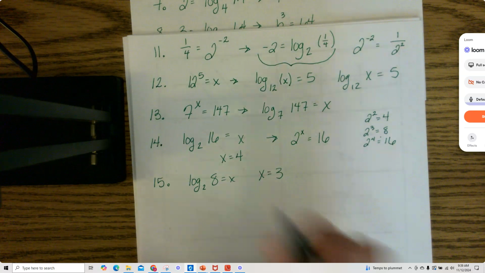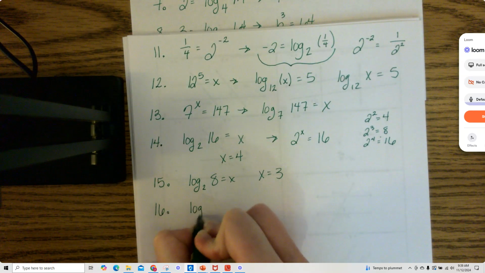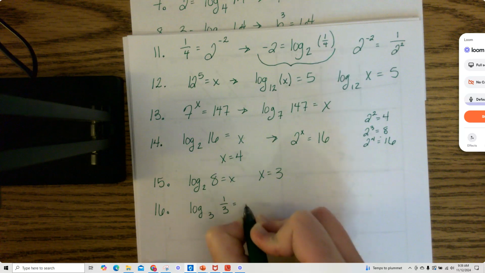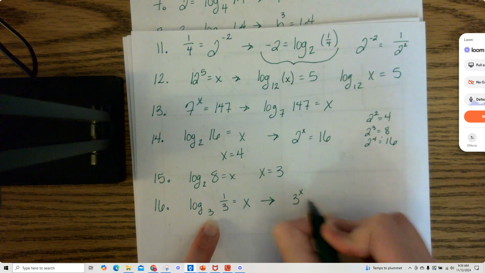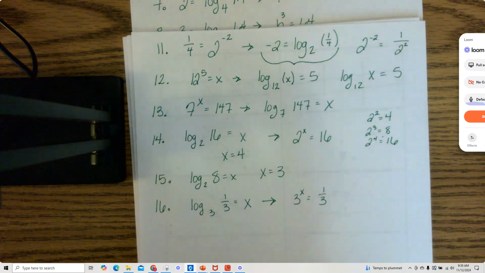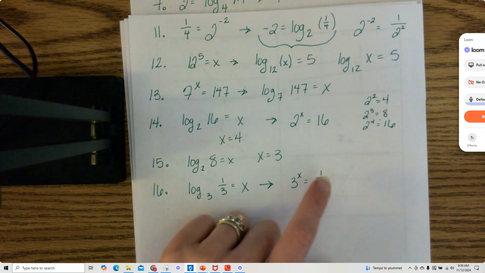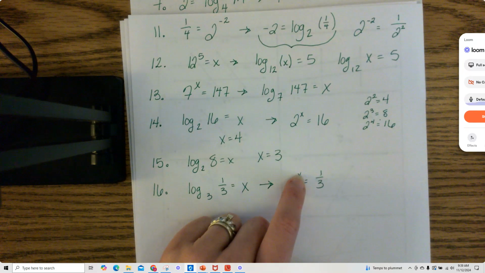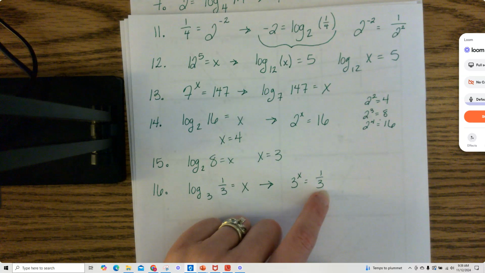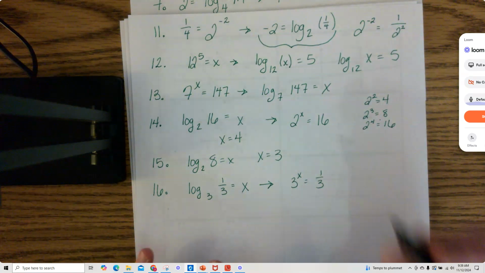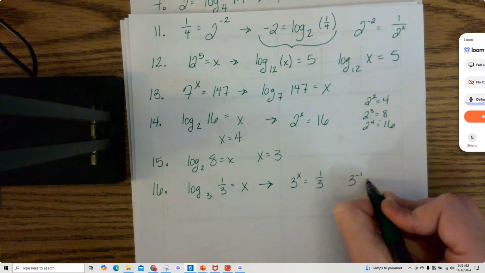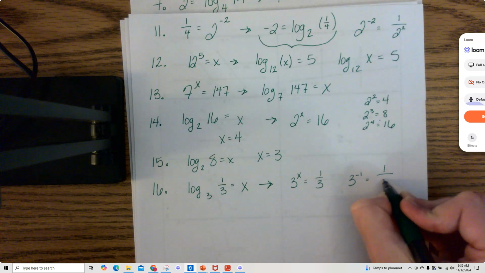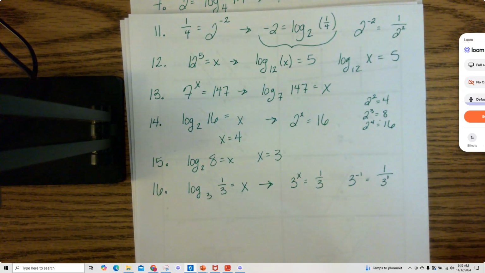Log with a base of 3 of 1/3. Log base 3 of a third equals something, right? So 3 to the x equals a third. Here's where those exponent rules come into play. Automatically, I know that has to be a negative exponent because it's becoming a fraction. Since the 3 didn't change, I know that it's 3 to the negative 1. Those are just exponent rules. 3 to the negative 1 is the same as 1 over 3 to the first. And so x here is just negative 1.